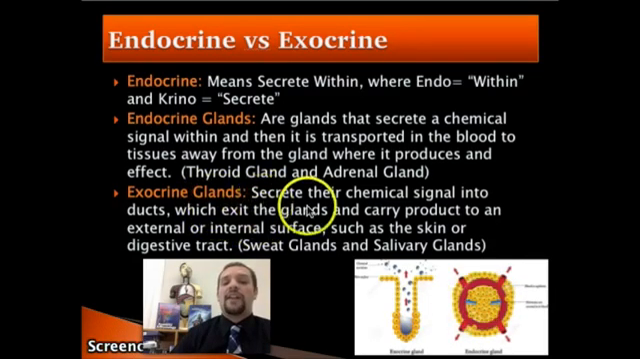Exocrine glands, on the other hand, are going to secrete chemical signals into ducts, which exit the gland and then carry their product to internal or external surfaces, such as your skin or digestive tract. And so when you look at your sweat glands or your salivary glands, they are going to be examples of exocrine glands. Again, we're going to secrete some sort of chemical signal or substance through this gland, and it's going to then come to the surface where it will then have its effect. Again, make sure you know the difference between an endocrine gland and an exocrine gland.